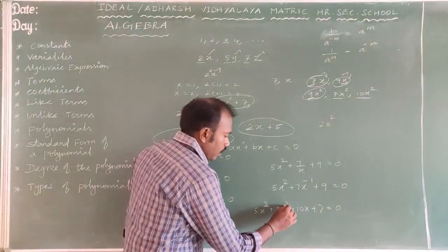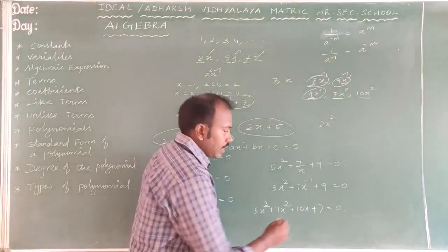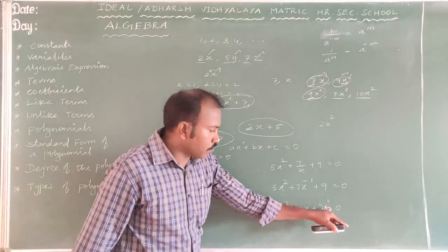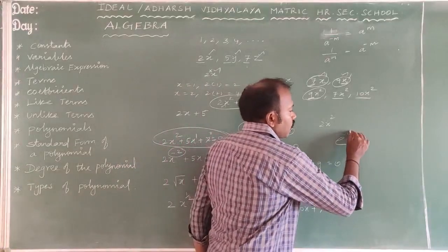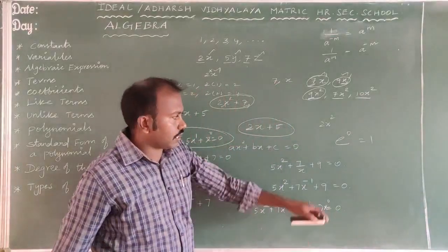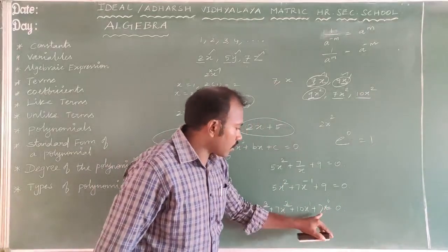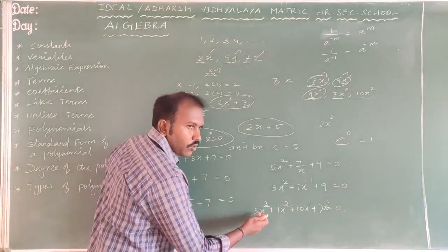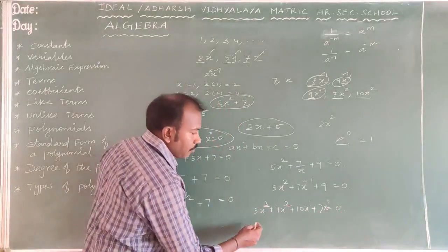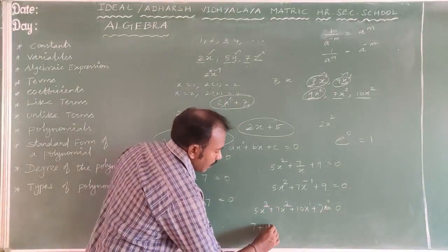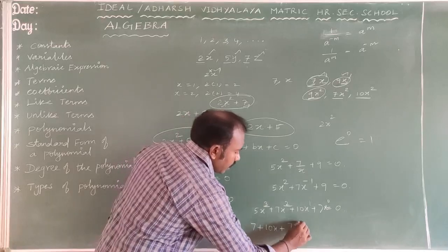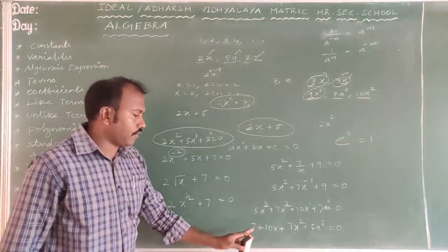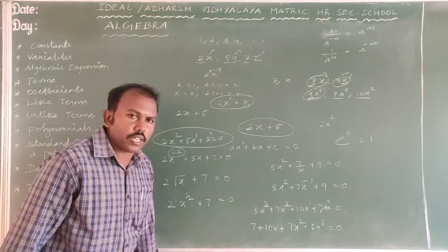Yes, 3, 2, 1, then 0, that is x to the power 0. Anything to the power 0 is 1. Very important condition: anything to the power 0 is 1. So 7 into x to the power 0 is 7. In descending or ascending power, that is 7 plus 10x plus 7x square plus 5x cube is equal to 0. This is also a standard form of a polynomial.